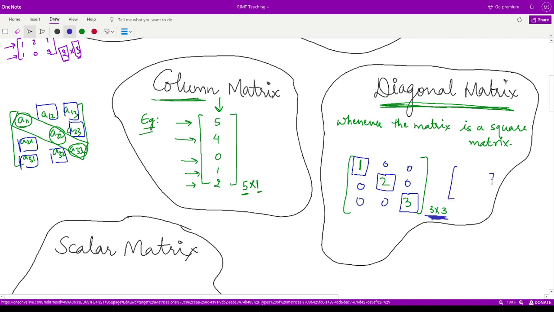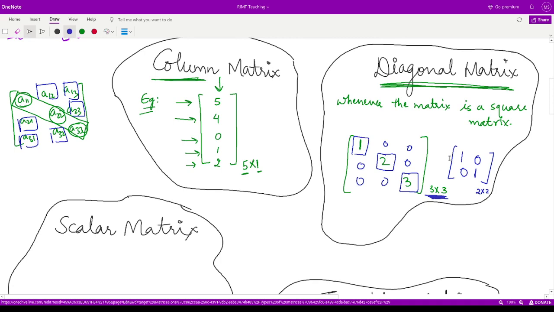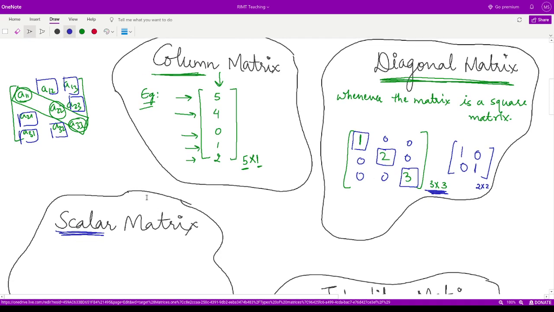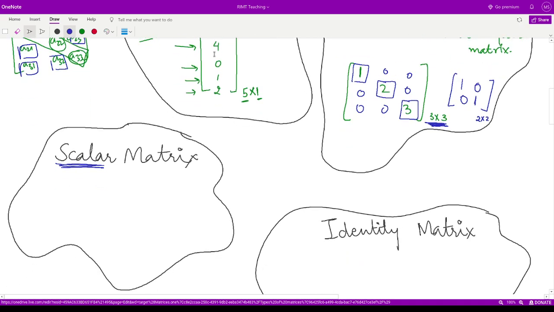Another example of diagonal matrix is, say, suppose I am now taking a 2 cross 2 matrix, so 2 rows and 2 columns. So this is another example of diagonal matrix. Now then, what is the scalar matrix? Scalar matrix is a particular form of diagonal matrix.